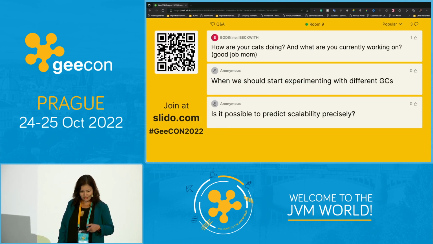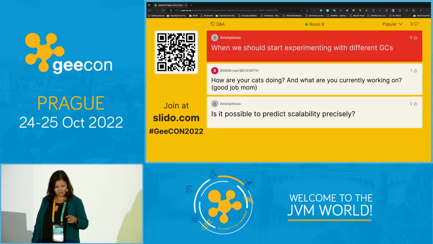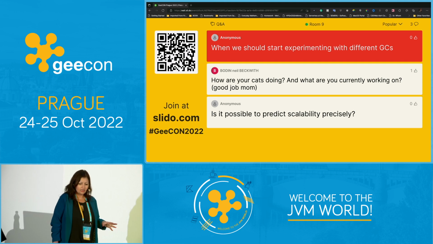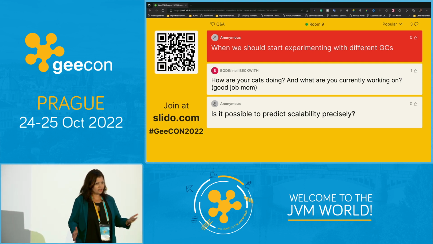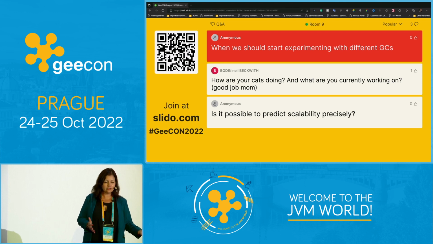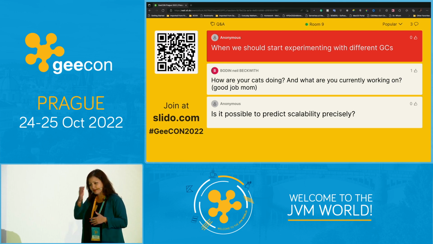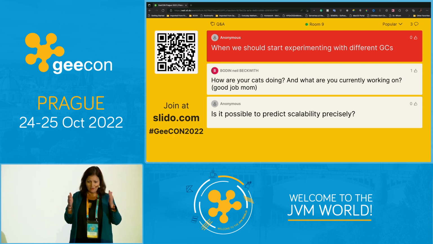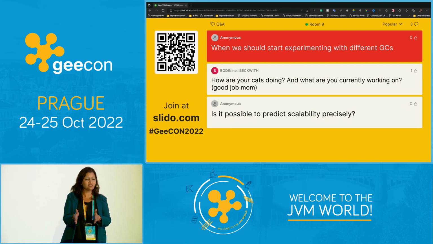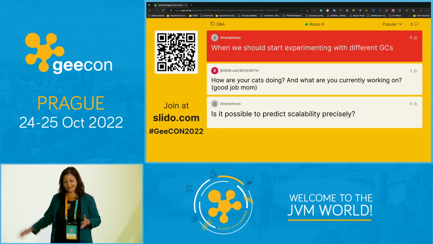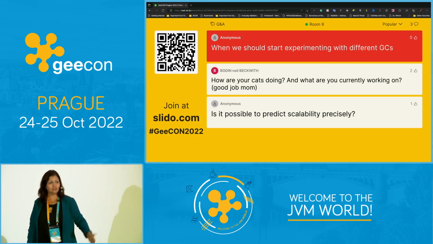When should we start experimenting with different GCs? Ooh, good question. Like I said, what does the application need, right? Are you looking for throughput, or are you looking for low latency? That's the way you go. You are right in the middle right now with G1GC. If you want to go left, go experiment with Parallel GC. If you want to go right, go experiment with ZGC or Shenandoah.